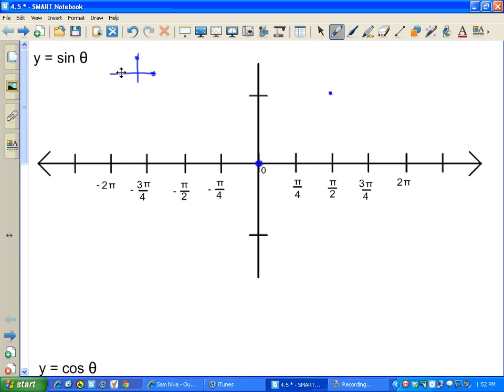if I keep going around the circle, here's pi. And at pi, I've got a sine value of 0 again. So this should just be pi, not 2 pi. Okay? And if I go back the other way, in the reverse direction, back to negative pi over 2, that would put me at negative 1. And if I continue around to negative pi, which is what this should be, then I'd be back up at 0 again. So we get this wave graph.